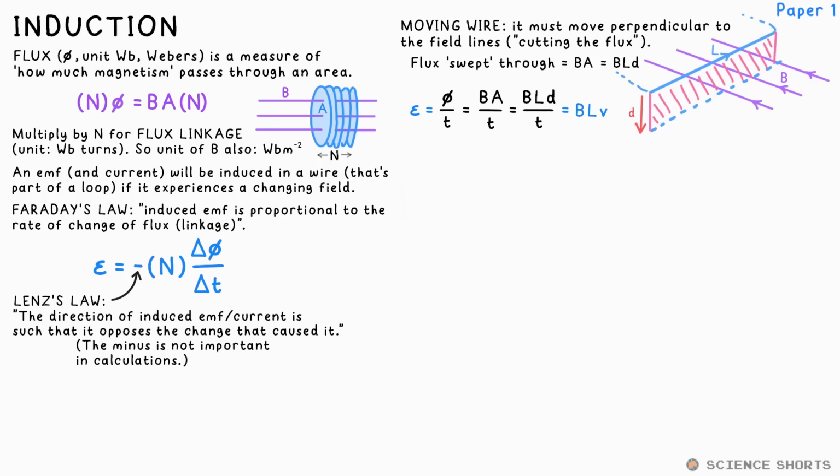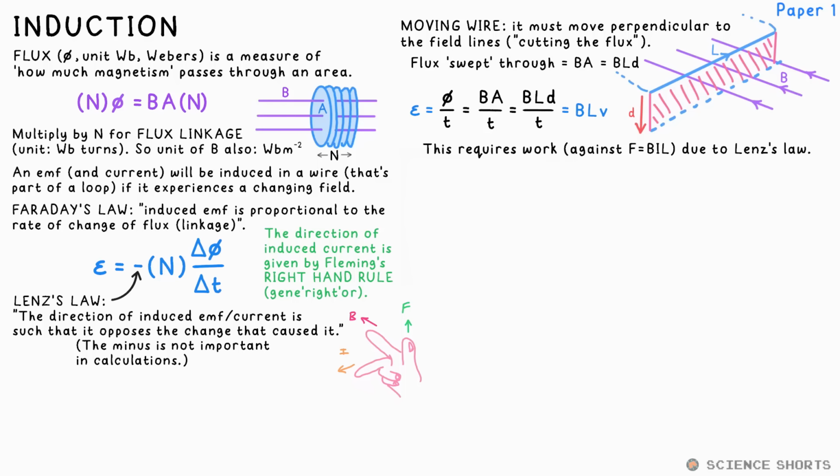It does this by producing its own opposing magnetic field. After all, you know that's what a current flowing in a wire does. The opposing force is the reason why you can't just turn a generator freely. You have to put in work to overcome this Lenz's law. Fleming's right-hand rule tells us the direction of current induced. Same fingers, with the thumb being which way the wire is being pushed.